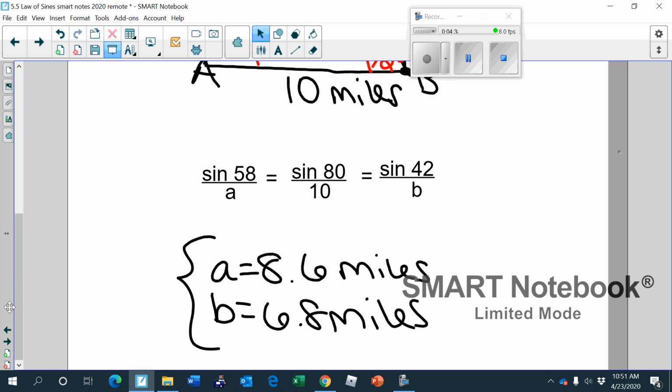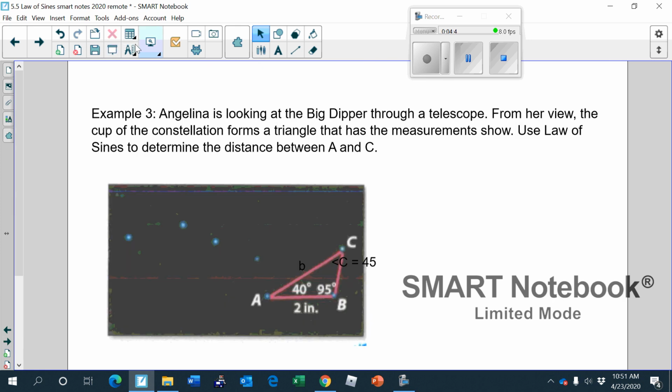All right, and then let's look at the last example there is. So here I actually give the picture to you, okay? Before we put that in there, I'll tell you how I got those. So here's the actual picture, and it says use the law of sines to determine the distance between A and C. So again, in my proportion, I'm going to call it B. That's the distance between A and C, because little side B is across from angle B.